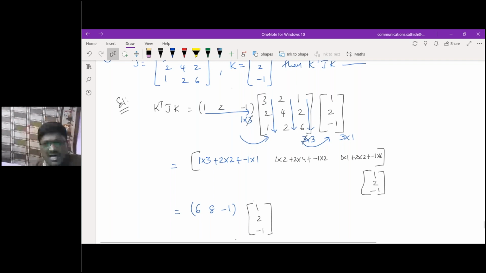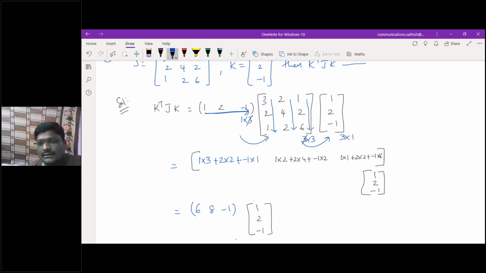See here, I need to multiply this row with this column, then this column only, na? 1 into 3 plus 2 into 2 plus minus 1 into 1, then 1 into 2 plus 2 into 4 plus minus 1 into 2, then similarly 1 into 1, 2 into 2, minus 1 into 6. That's all. I'm just doing this first one, ma. These two I'm doing. Is there any mistake here again? Is it correct or wrong? Correct, sir.